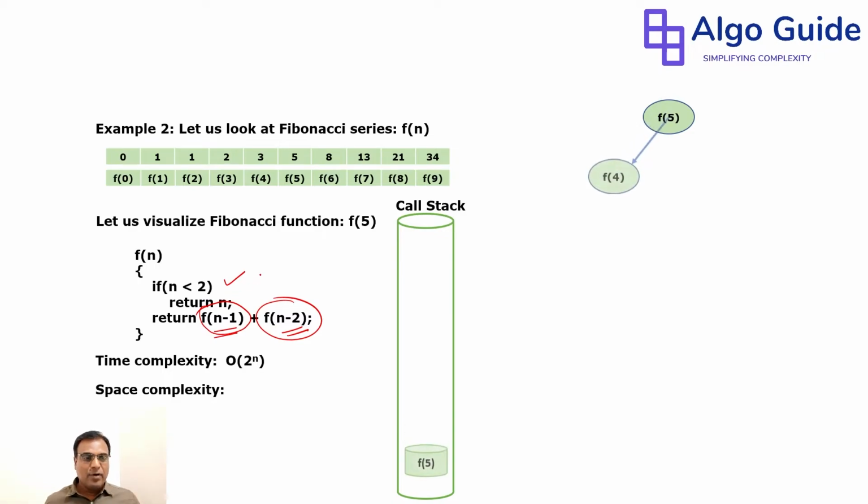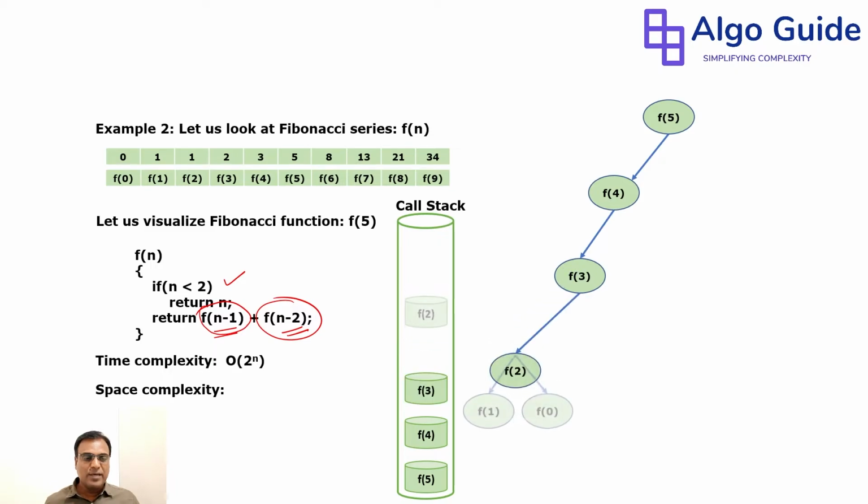So f of 5 is the calling function. It will be pushed into the call stack, and f of 4 is called. F of 4 internally calls f of 3, and f of 4 is pushed into the call stack. This keeps calling till the base condition, that is f of 1 or f of 0, is encountered. When f of 0 is encountered, it returns the value of 0 and it is removed from the call stack. And f of 1 returns the value of 1 and it's removed from the call stack.